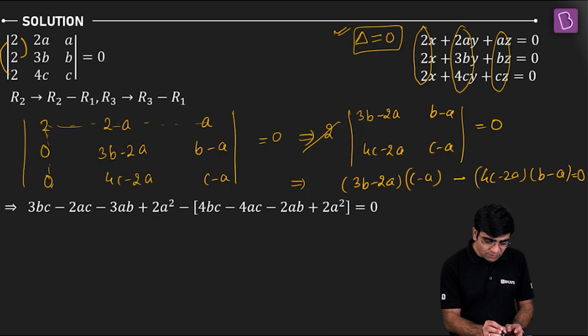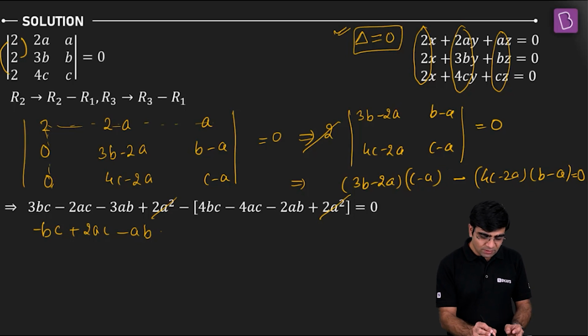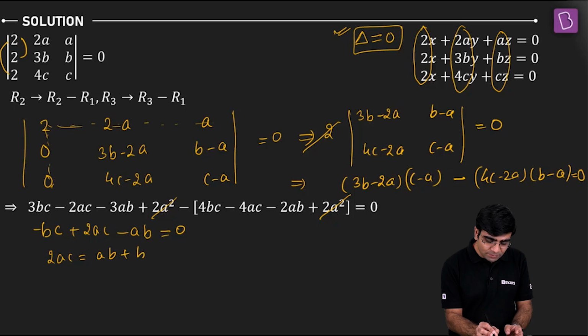What do I have here? So we got 3bc minus 4bc, which gives me minus bc. Minus 2ac plus 4ac gives me plus 2ac. And minus 3ab plus 2ab gives me minus ab. And plus 2a squared minus 2a squared will get cancelled. This is equal to 0. Very simple to handle actually. So what do I get here? I have 2ac is equal to ab plus bc.